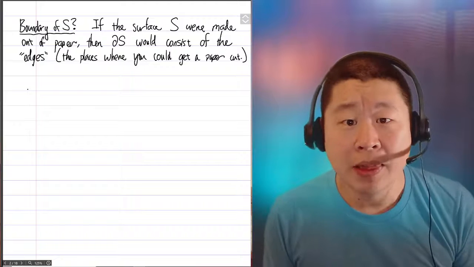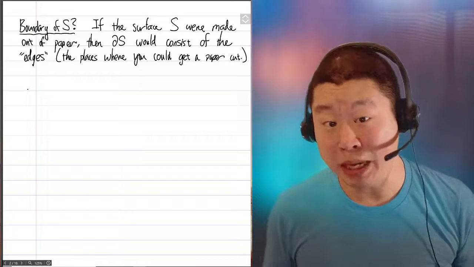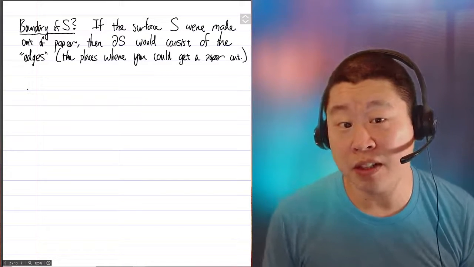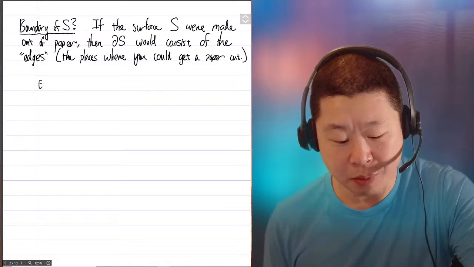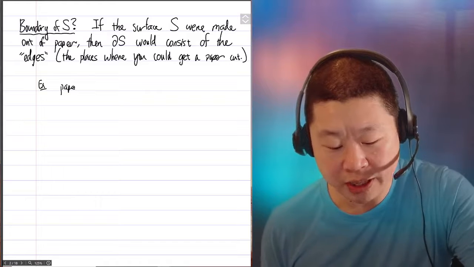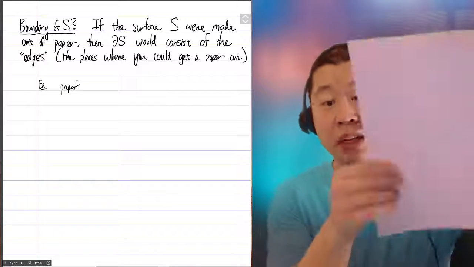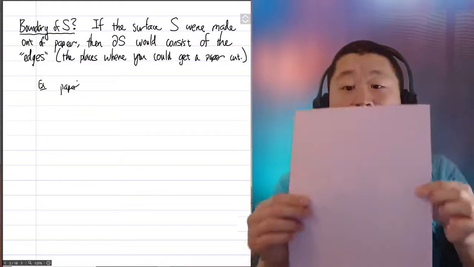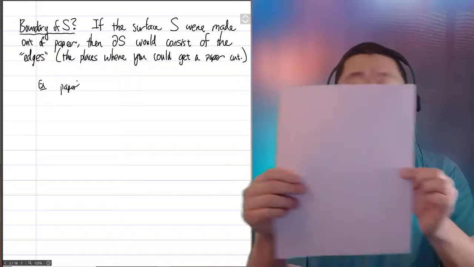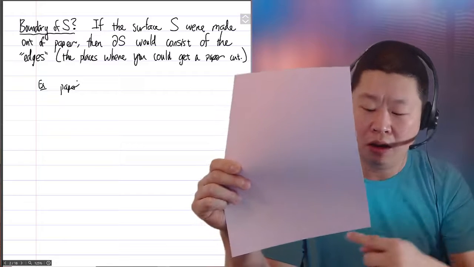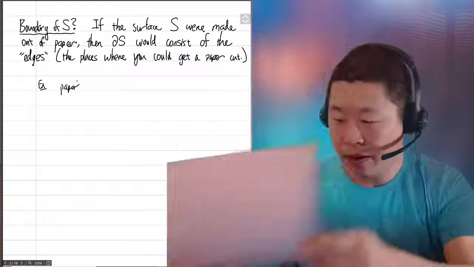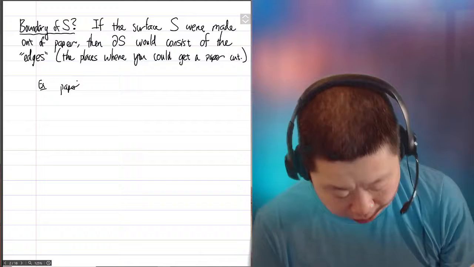Boundary of S. If the surface S were made out of paper, then the boundary of S would consist of the edges. That is, the places where you could get a paper cut. As an example, let's first take a look at a sheet of paper itself. This would be a surface, and the boundary for this surface would consist of all the places you could get a paper cut. So it's just all the way around here. That would be the boundary of a sheet of paper.